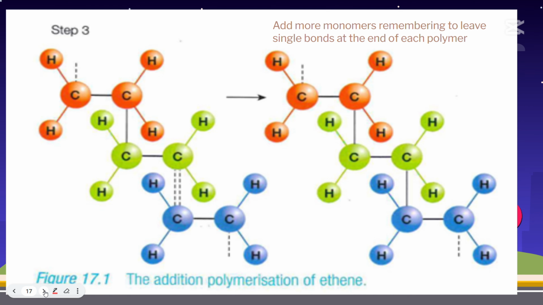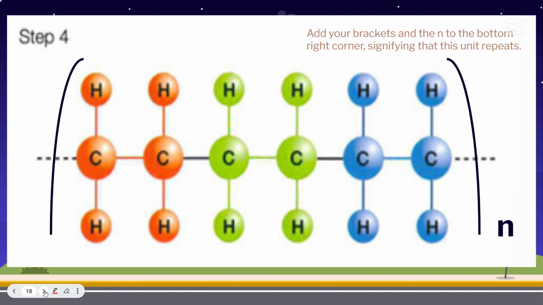All right, continuing. Now I would have done this as well. Once again, always remember to add your bracket, your curvy bracket, and your N to suggest that it's a repeating unit. Whether you're drawing the repeating unit for the monomer or you're drawing the repeating unit for the polymer structure, always put your bracket and the N.